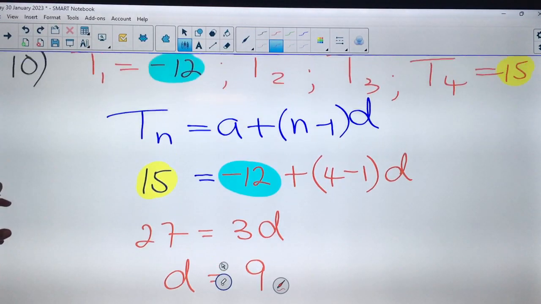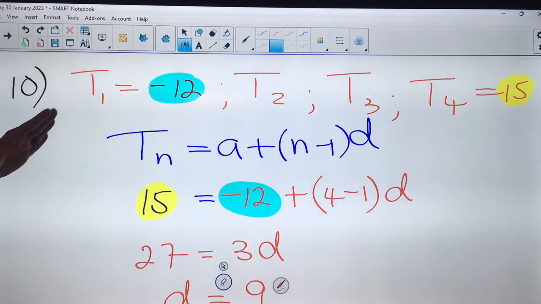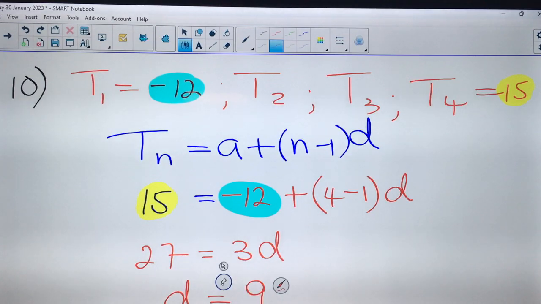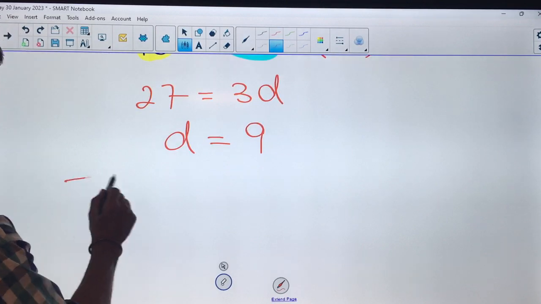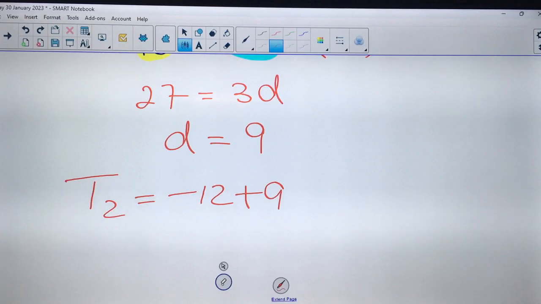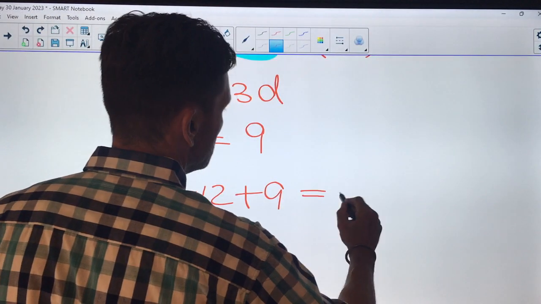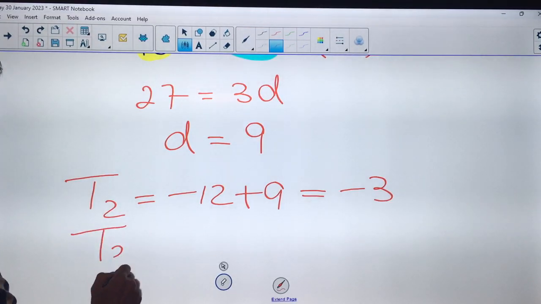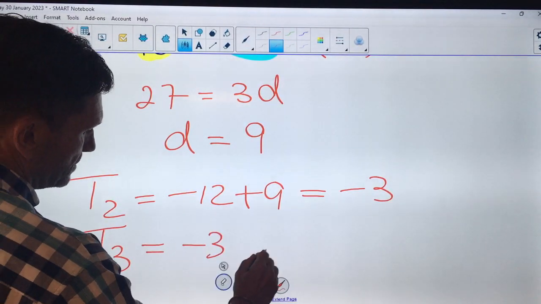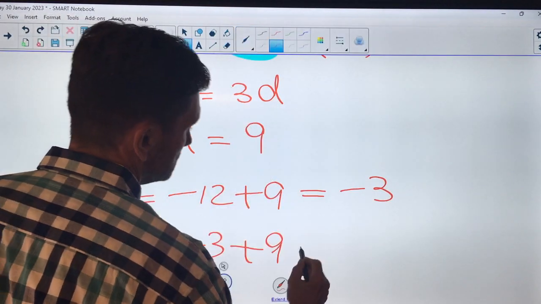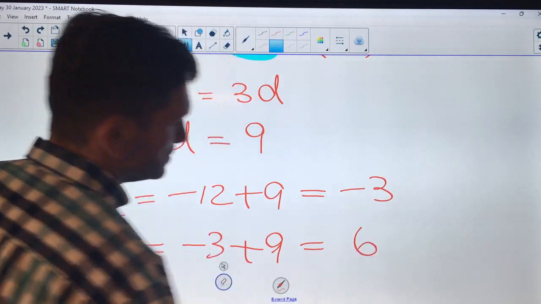So how will I find the second term now? How do we go from first term to second term to third term, and so on? We always add the common difference, which is d. So if I take the first term, which is minus 12, then the second term would be minus 12 plus my d value, and that would be minus 3. If I want the third term, that would be the second term plus 9, and that will give us 6.